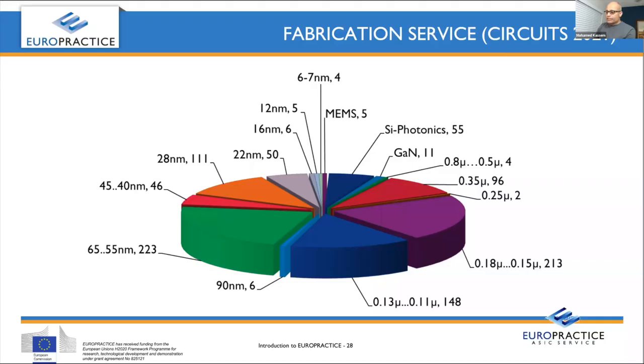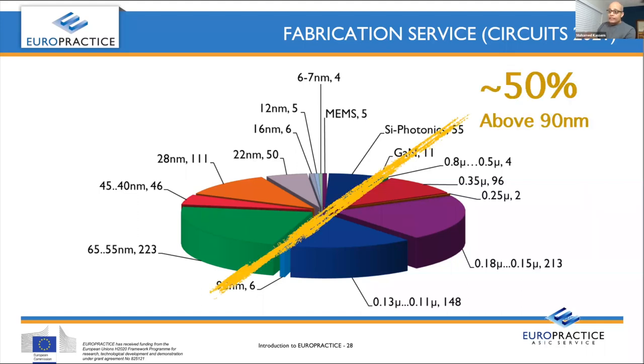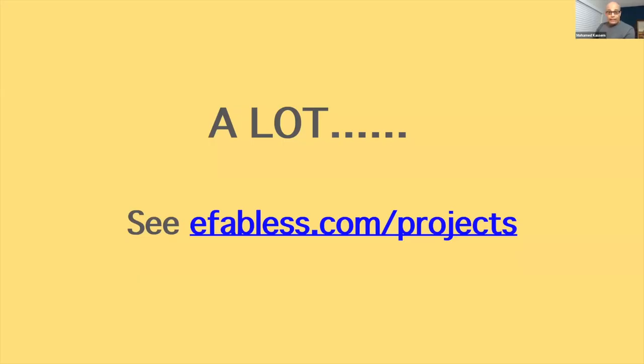Also, in a recent presentation from Europractice a couple of days ago, they were sharing the division of process technologies available in their portfolio, or that their customers use. Look at this slide: about 50% is above 90 nanometer. So it exists and people are using them, and not just 130, there's also 180 and 250, all for good reasons. If you want to see some of the things that have been designed, you can go to efabless.com/projects and see what people have done over the last couple of years.